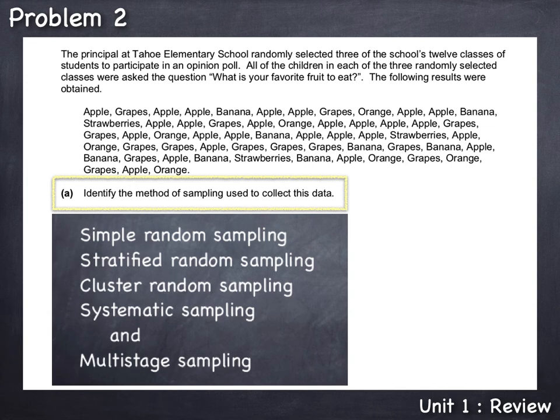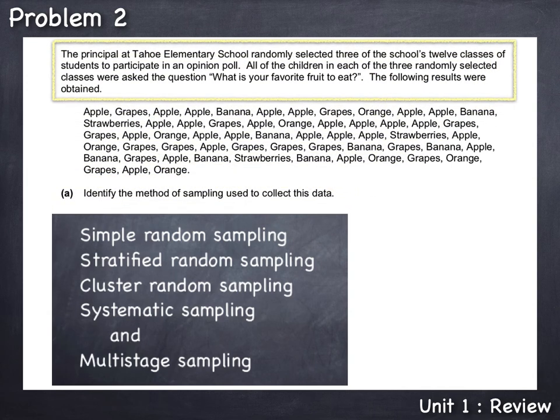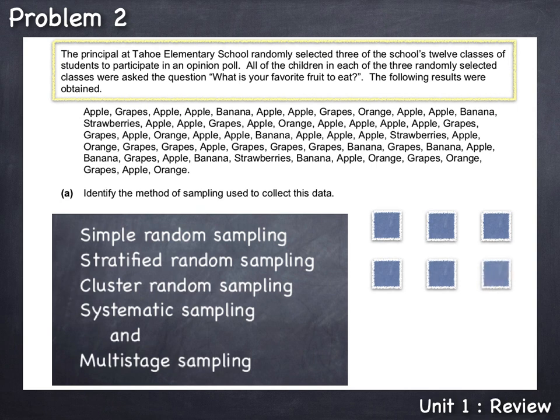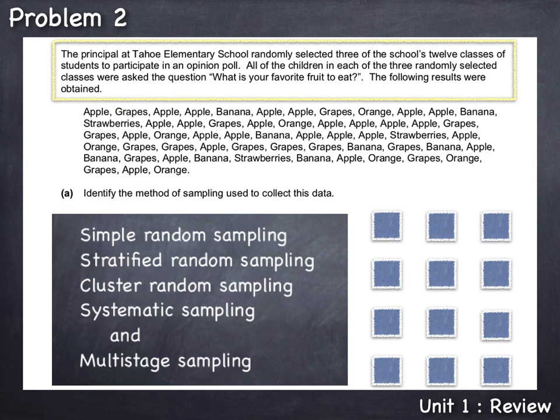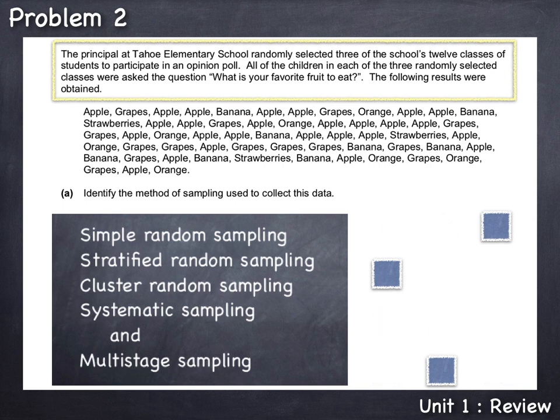So here we looked at this particular problem's method for collecting the sample. The principal at Tahoe Elementary School randomly selected 3 of the school's 12 classes of students to participate in an opinion poll. So the population of students at the school was placed into natural subgroupings, which were the classes the students were in. This school has 12 classes. Then out of these 12 classes, the principal randomly selects just 3. Then, all of the children in each of these 3 randomly selected classes were asked the question to collect this sample.